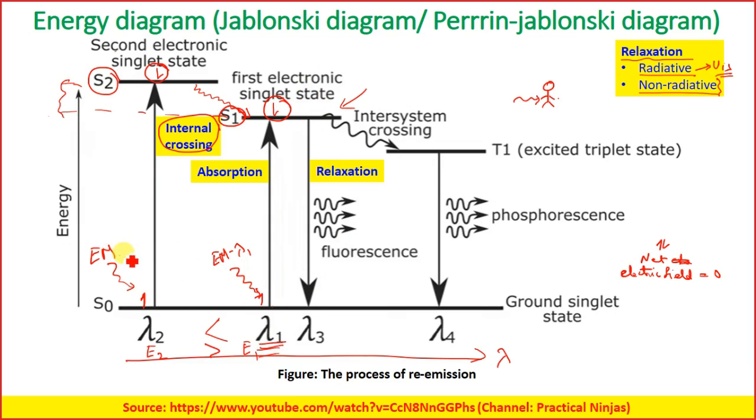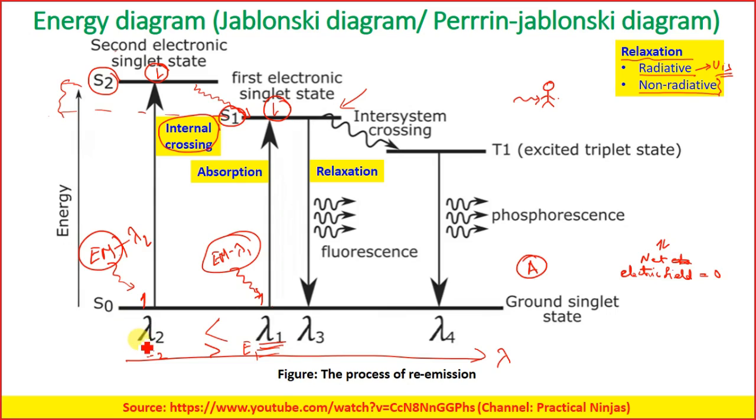Now what would be the wavelength of the electromagnetic radiation that the molecule will be absorbing? It is the characteristic of that molecule, you cannot fix it. So a molecule A may absorb lambda 2.